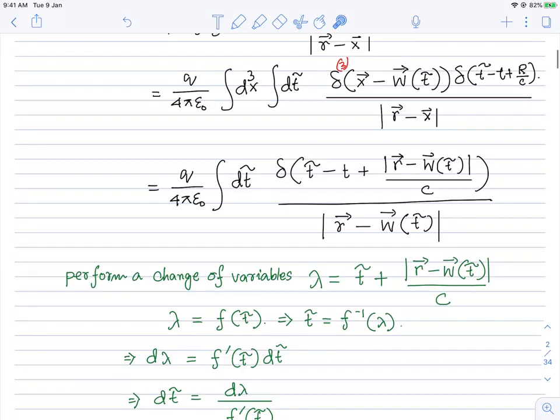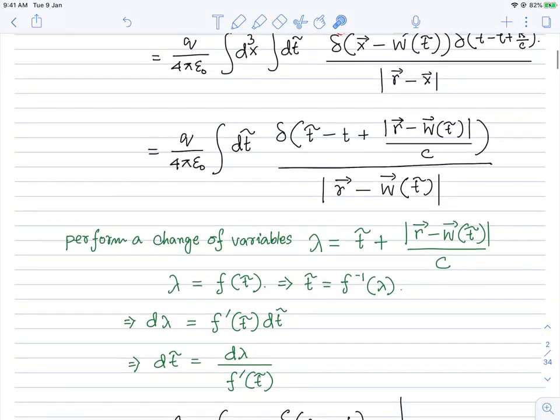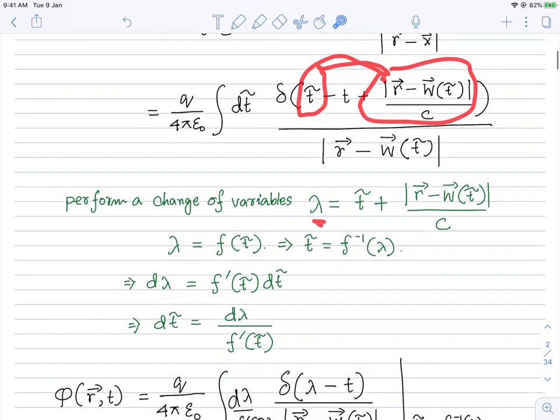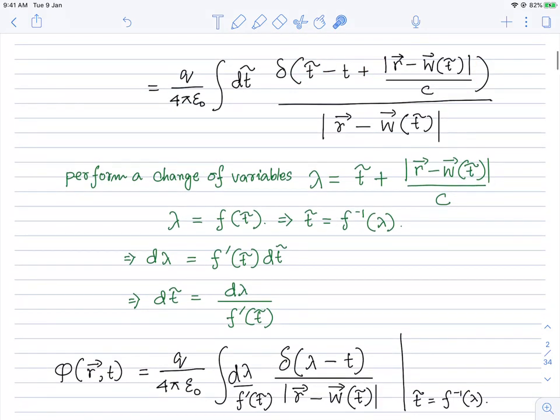So basically what we can do is make a variable substitution. Let's say lambda is equal to t tilde plus this thing. This thing plus this thing is our new variable lambda. So if this is our new variable lambda, then lambda is some f of t tilde. f of t tilde is basically this function here. It depends on the trajectory of the particle, as you can see here. w of t tilde is the trajectory of the particle, so it depends on that.